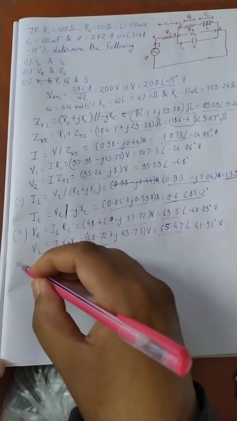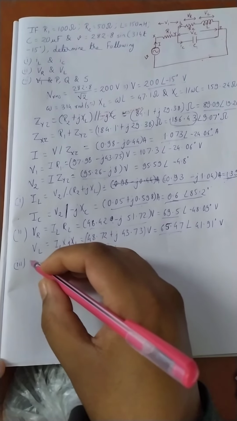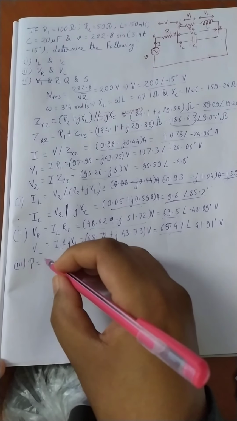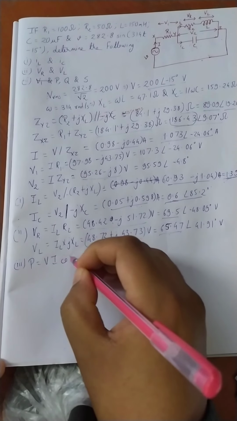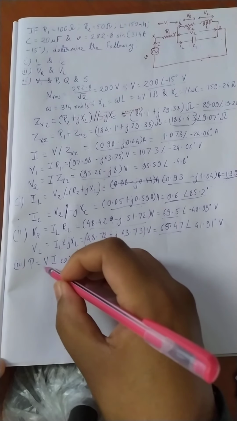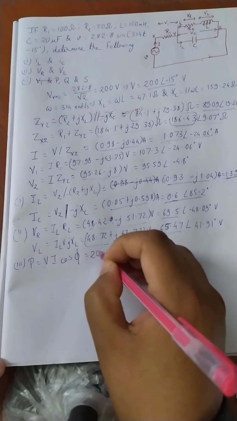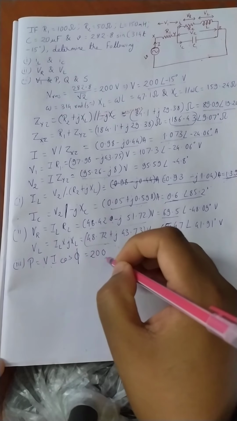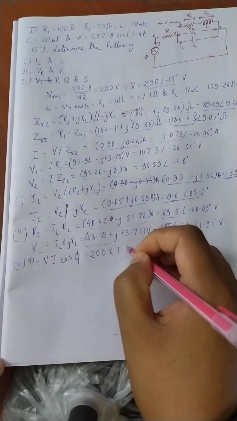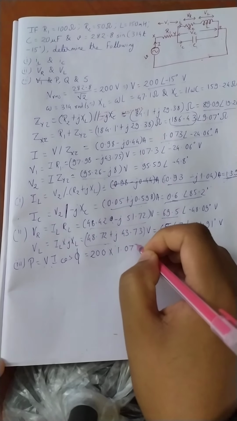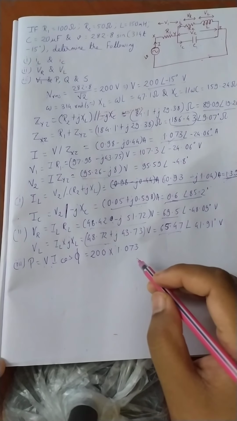Now coming to the next point, that is the active power, P. Now what is active power? That is VI cos phi. What is the RMS value of V? That is 200. What is the RMS value of I? It is 1.073. This one I had already computed.